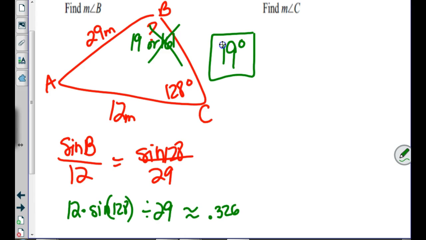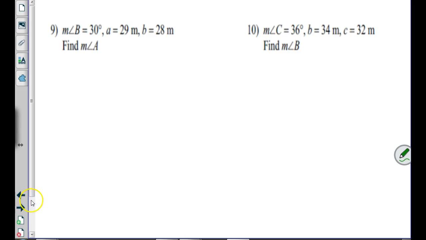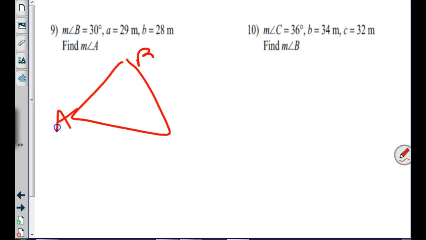I don't think there's one with two solutions on the quiz, the final, but well, this is another one. Maybe this one has two. I don't know. ABC, 30 degrees, across from B is 28. A is question mark and 29.